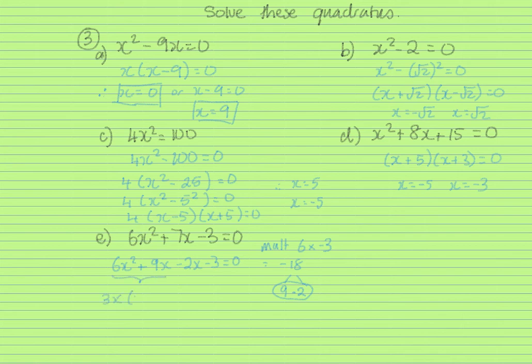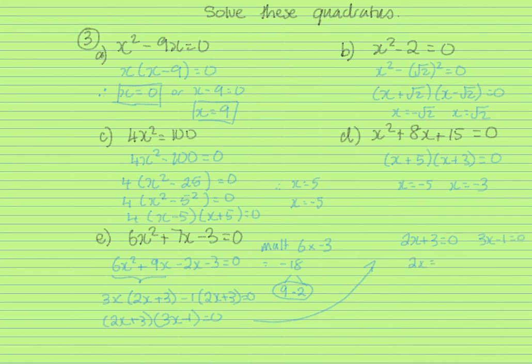And now I'm going to group 2 and 2. So 3x comes out, 2x plus 3, minus 1, 2x plus 3. That gives me my first bracket 2x plus 3, my second 3x minus 1, and then I have to make each bracket equal to 0. So I write 2x plus 3 equals 0, and 3x minus 1 equals 0, and I'm going to solve each of them.